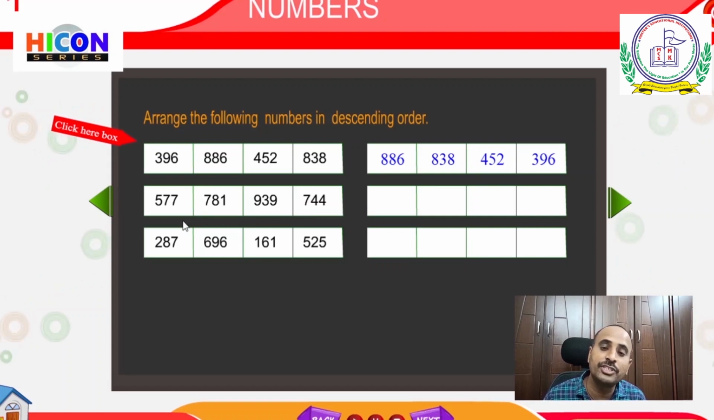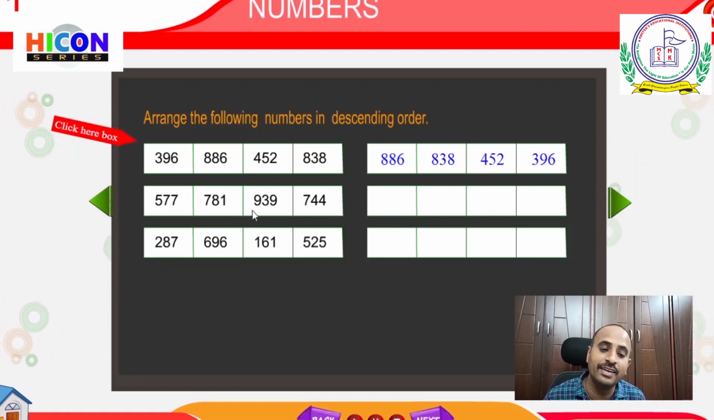Here in the first number the first digit is 5. In the second number the first digit is 7. In the third number the first digit is 9. In the fourth number the first digit is 7. So among 5, 7, 9, which one is greater? 7 is greater. But there are two numbers with 7 as first digit. What are they? They are 781 and 744. So these numbers have same first digit, that is 7.